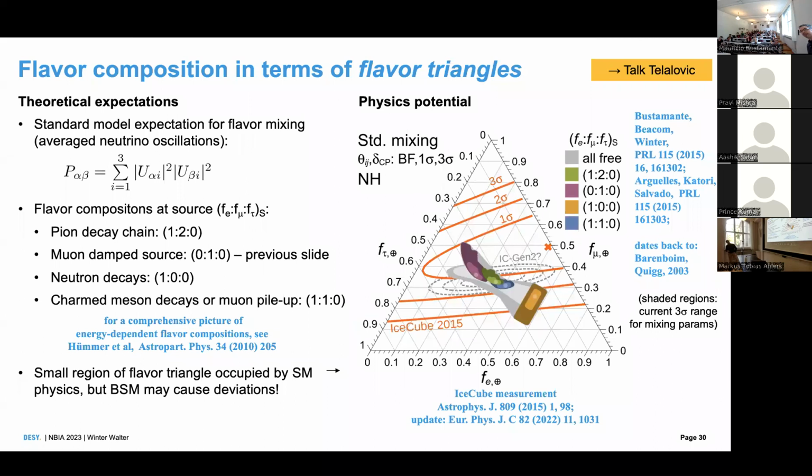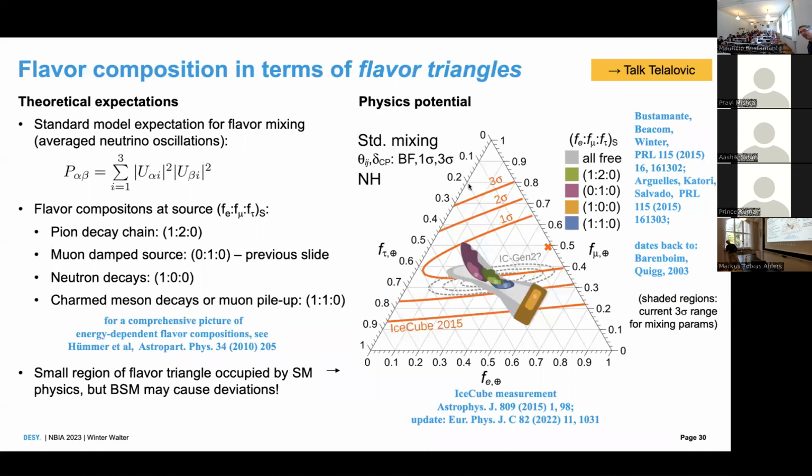That's interesting. You can also think about cases where you have different versions of flavor compositions at the source. For instance, the famous muon damped source would be the purple one here, and the purple one is this region here. That is what you would expect in that case, where these different colors stand for the mixing angle uncertainties. So this is the 1, 2, 3 sigma uncertainties of the mixing angles.